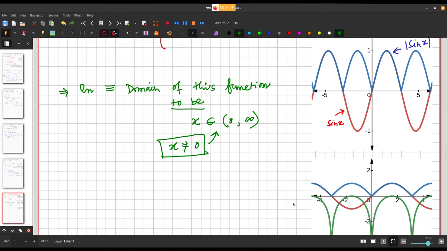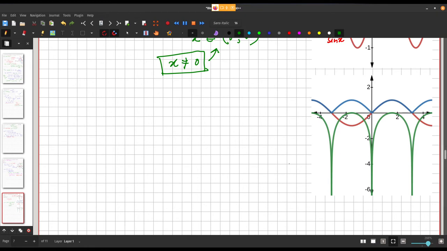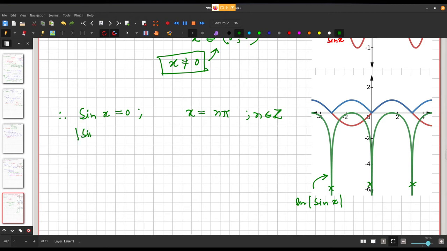So we have plotted the final functional form here, which is ln of mod sin x, and we can see there are many points where the function is diverging. Why? Because sin x is 0 for x equal to n pi, where n belongs to the set of integers. Similarly, mod sin x will also be 0 for x equal to n pi.